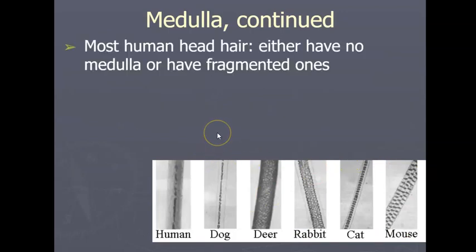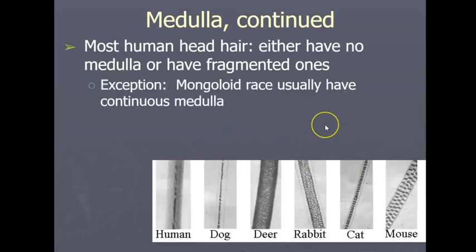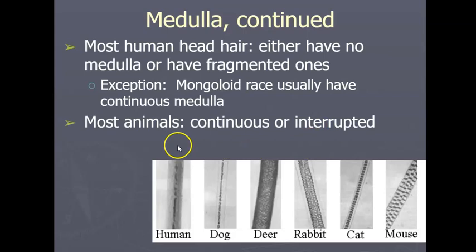So most human hair does not have a medulla, or they have fragmented. Mongolians, the Mongoloid race, they'll usually have a continuous medulla, okay? But most humans do not. Animals, however, tend to have a medulla. Like I said, they take up most of the width or the diameter, and they tend to be continuous or interrupted. So you can see here's human with a medulla, kind of fragmented, interrupted.